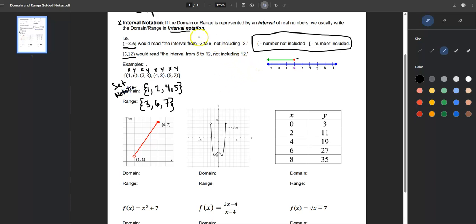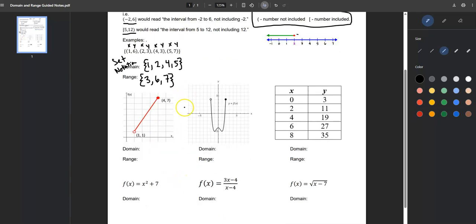Okay? So I have interval notation up here and set notation. That's how I would do something that doesn't have continuous values or an interval. So I have interval notation and set notation. Most of the time you guys are going to use interval notation. Okay? So let's just look at some examples here.